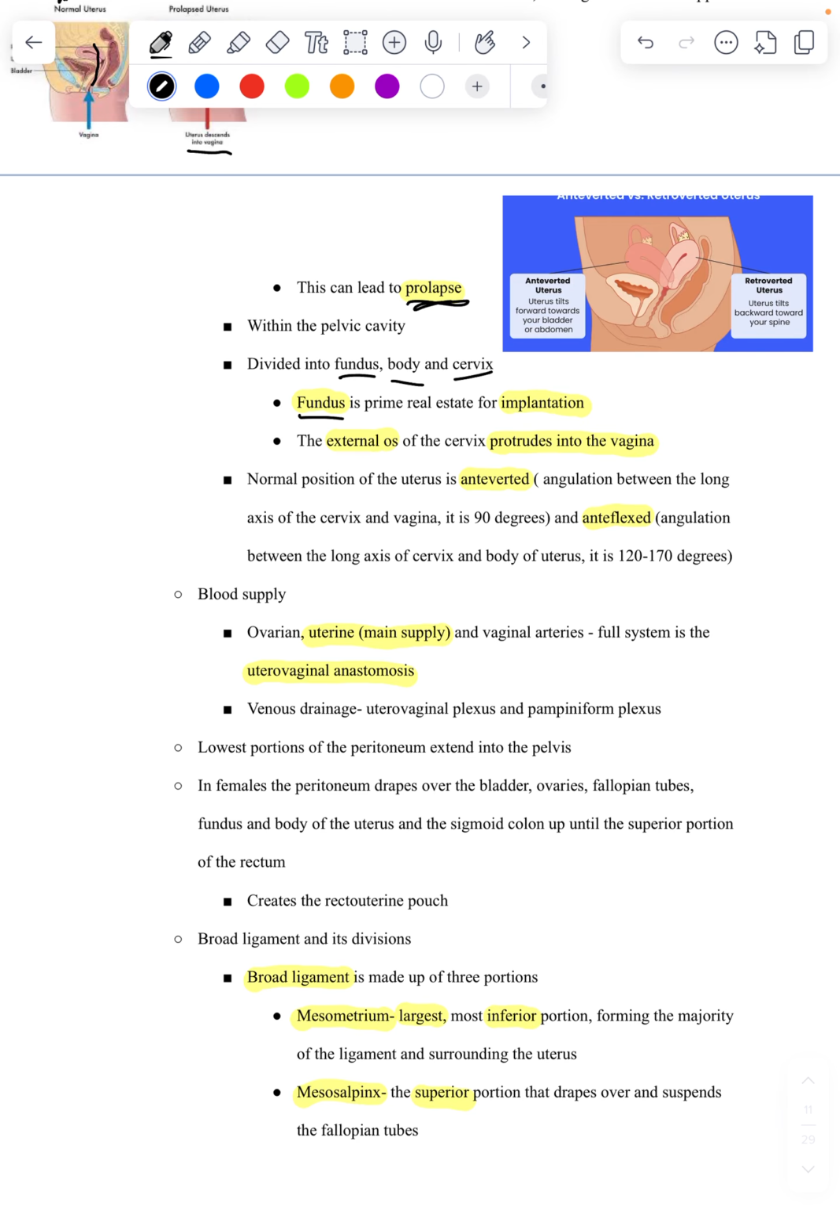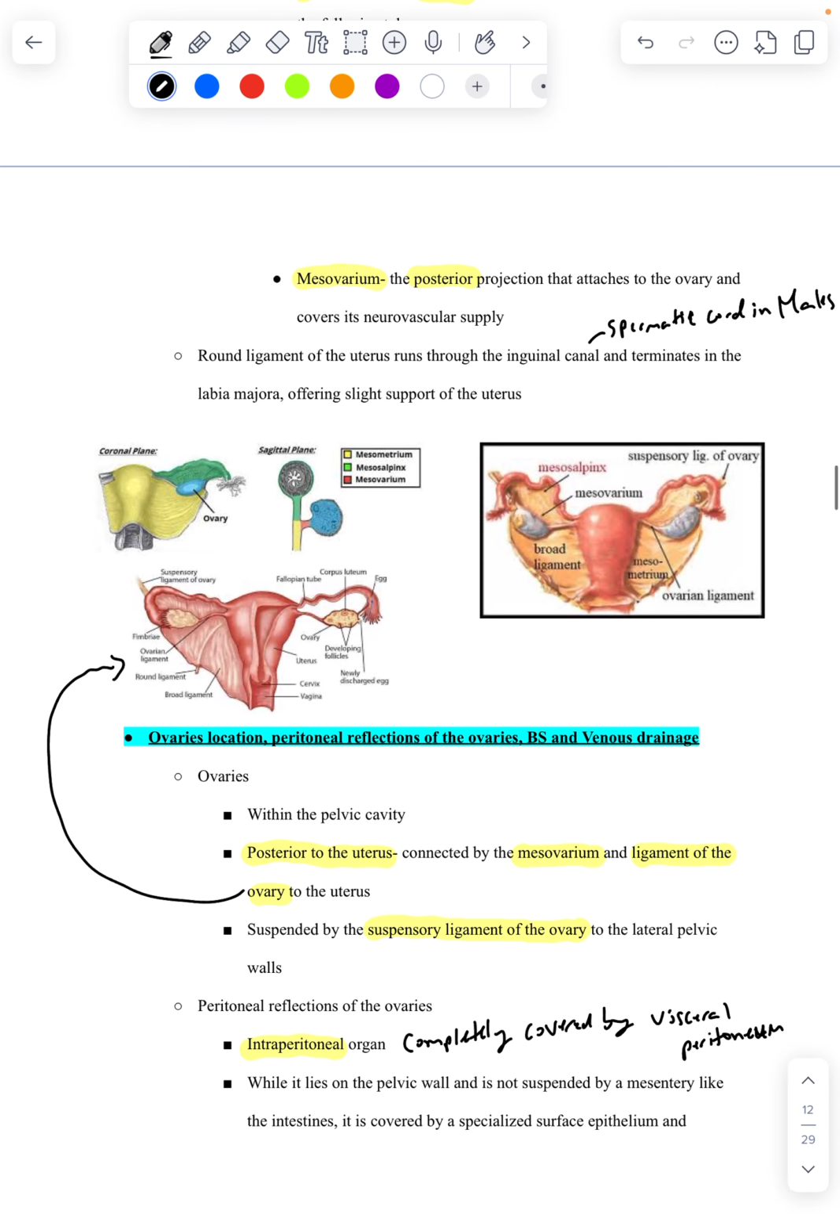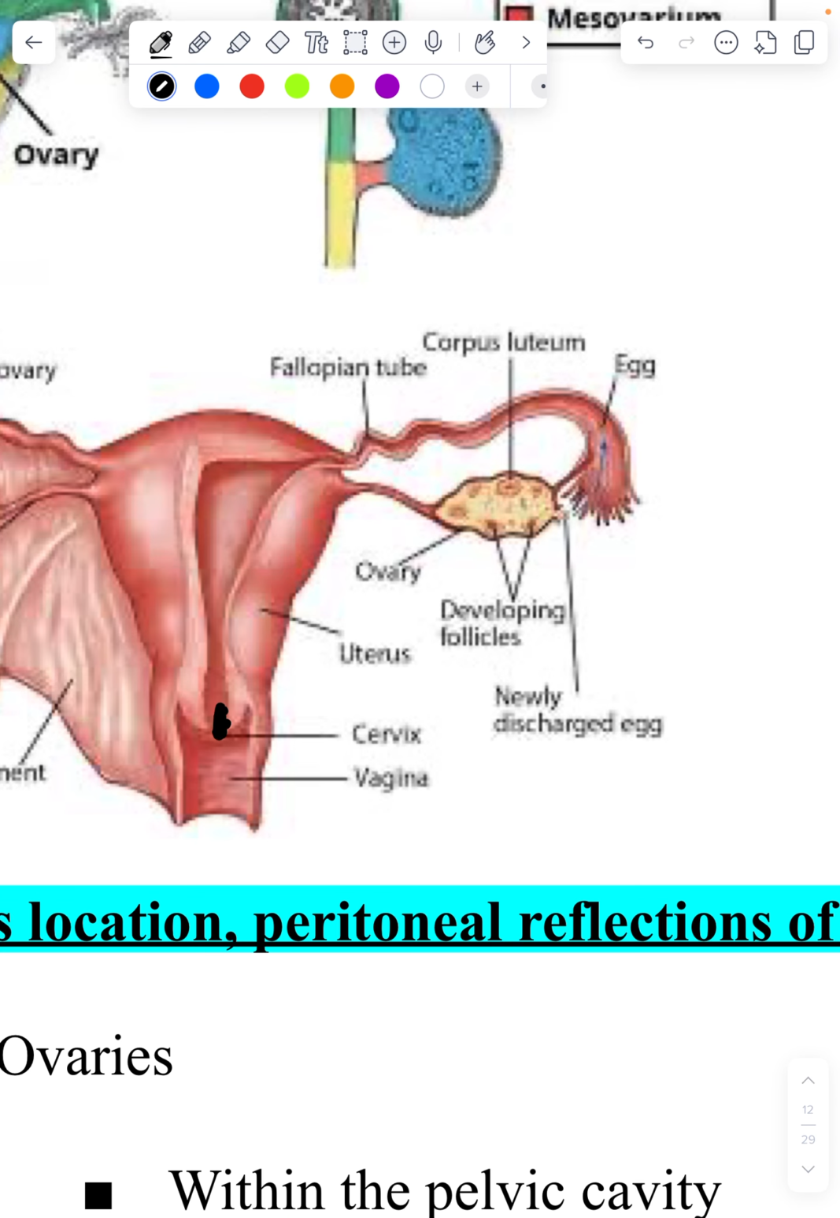Fundus, super important. That's where implantation happens. And then the external os of the cervix. So we just saw the cervix going into the vagina. It's specifically the external os that goes into the vagina.